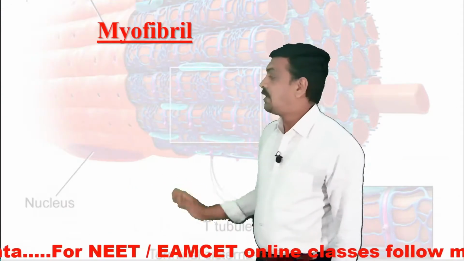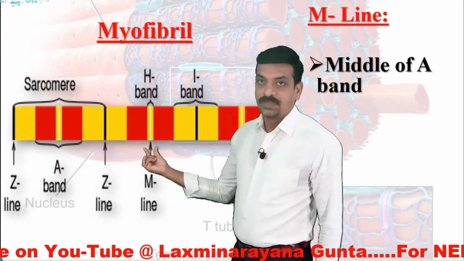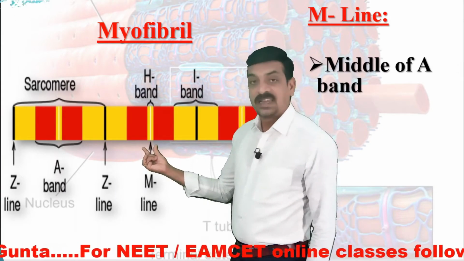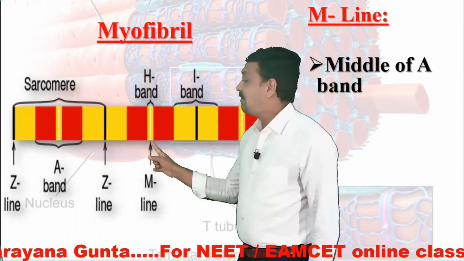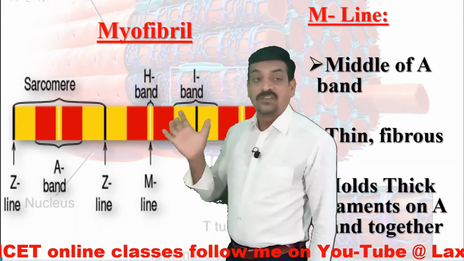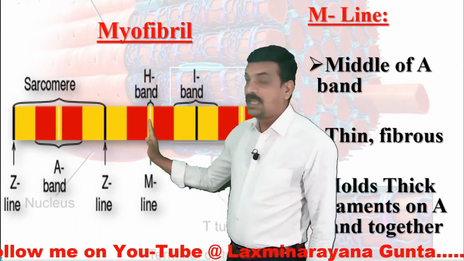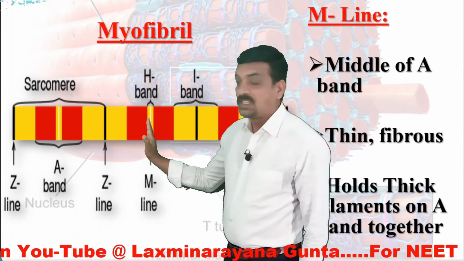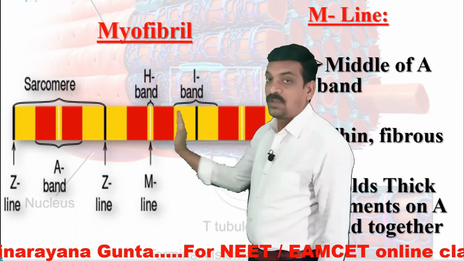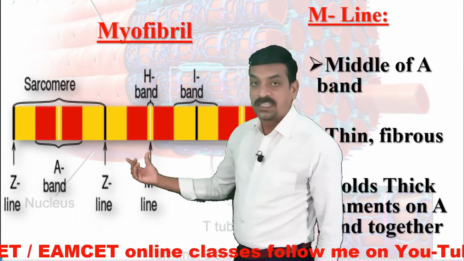Okay, and coming to the next one, that is the M line. M for middle. M line is present in the center of the H band or Hansen's disc. This M line is very thin and it holds the thick filaments of the A band. It holds some of the thick filaments towards this side and some of the thick filaments towards this side. Let us once again recap all these things.